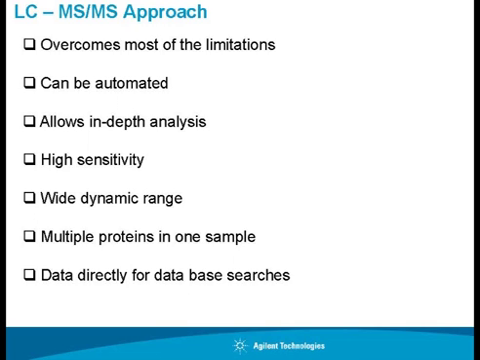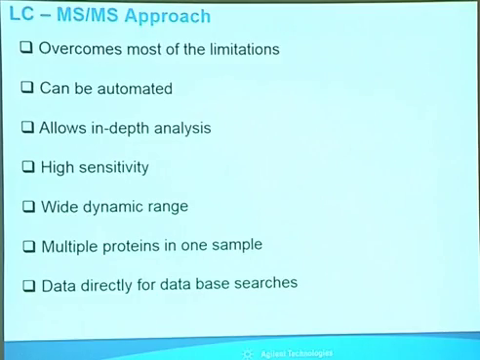Basically, because it can be automated first. You can do multiple runs and automate it. You need not sit there and do it. You run overnight, and in the morning at least you can compare results and see what is happening. It allows in-depth analysis. It is highly sensitive. It has a wide dynamic range, okay. And you can run multiple proteins in one sample at a time. And it is compatible with database searches, like the data as such can be submitted into a database and you can get the identity annotations.